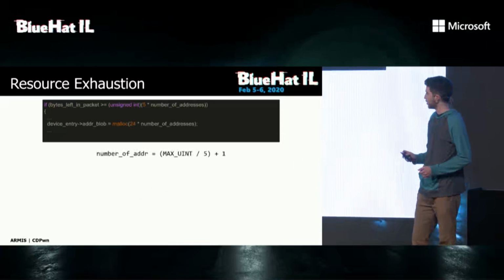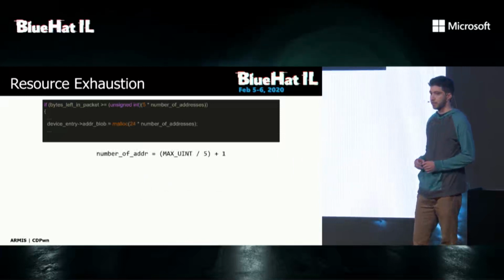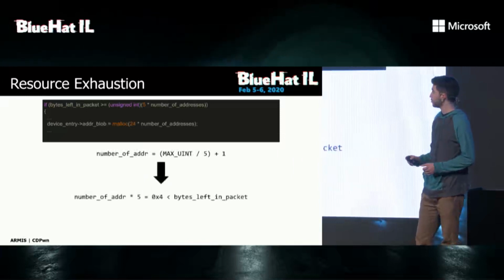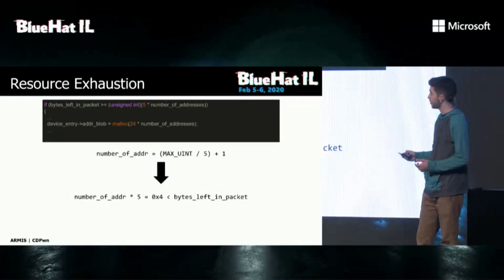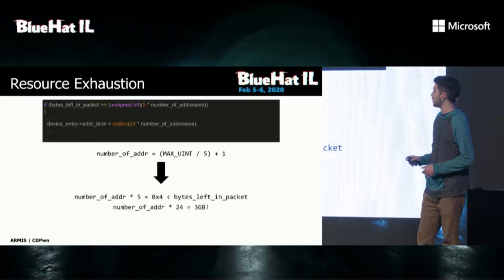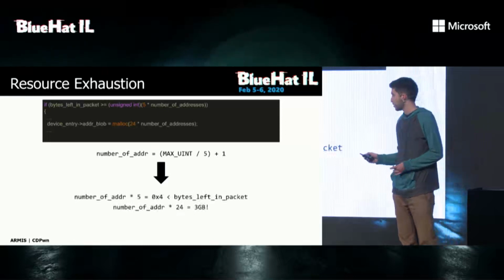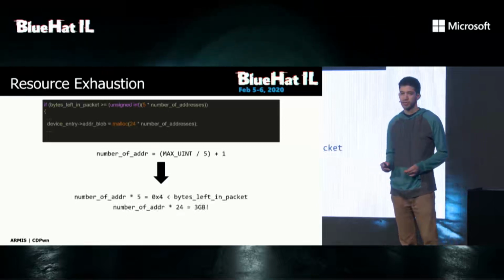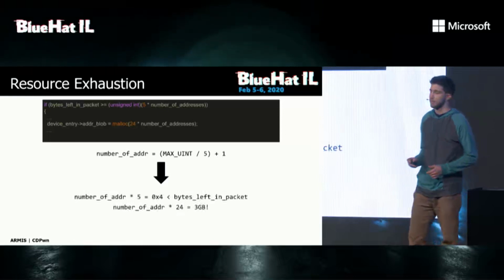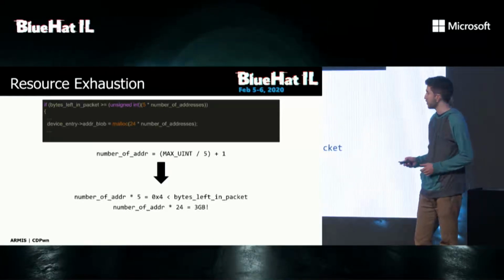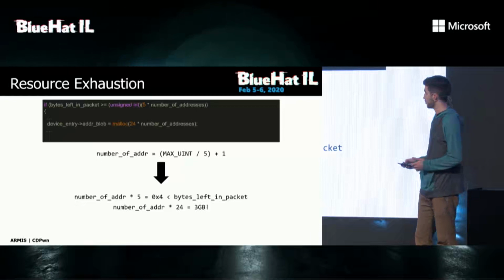Then we're going to try to take a uint divided by 5 and round it up. So the multiplication is going to give us a small number, which is reasonable to pass the length check, but the allocation size is going to be too big. So the malloc is going to fail, and the resources will not be allocated. And there won't be any denial of service.